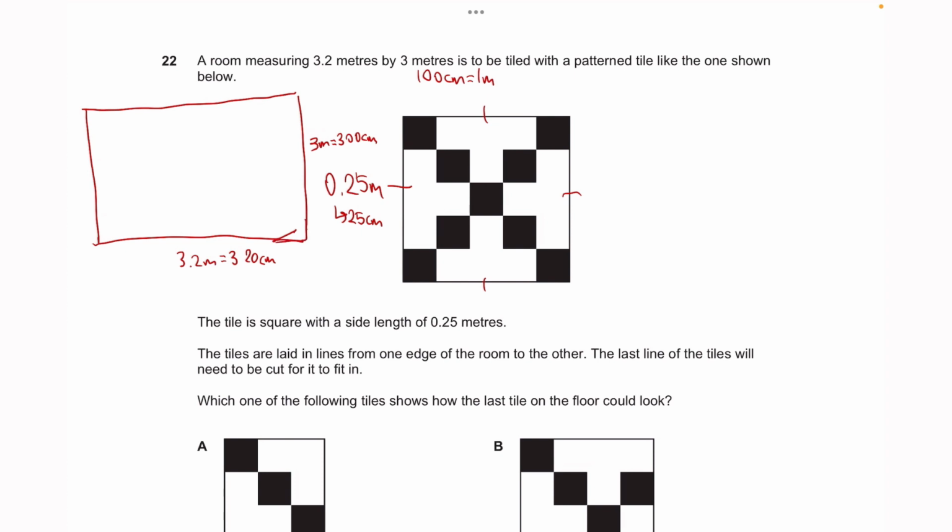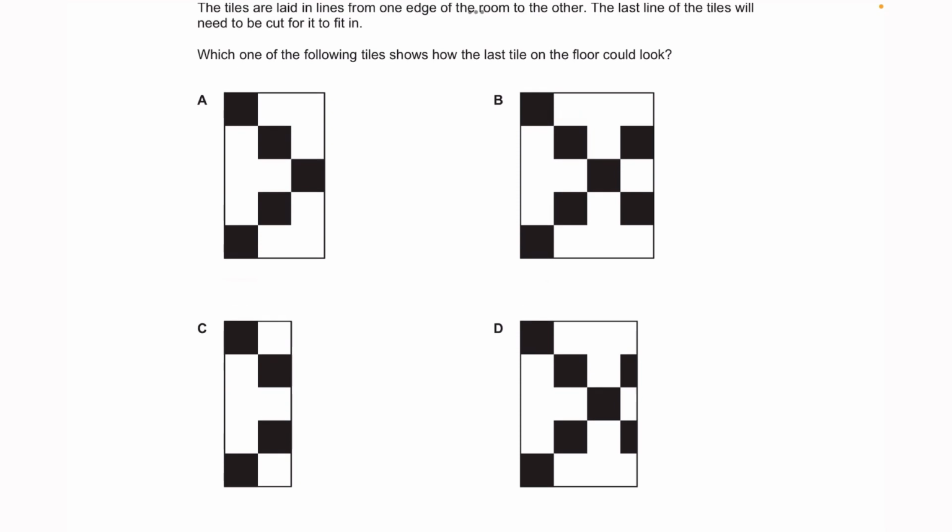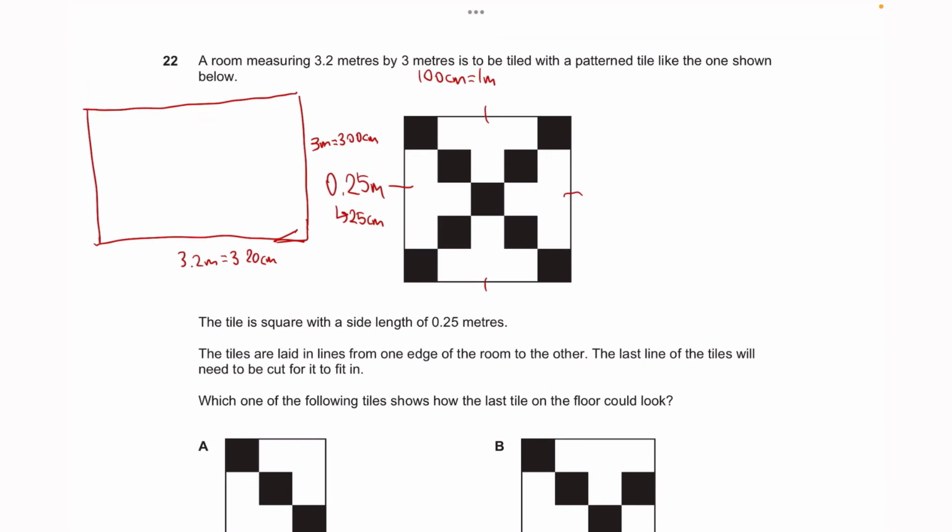So we need to see what needs to be cut out, and then we need to choose our options. Out of the options, what could the last tile on the floor look like? If you have a look here, we can see that 25 centimeters will accurately fit into 300 centimeters. It will fit in perfectly. If you actually work it out, there are four lots of 25.